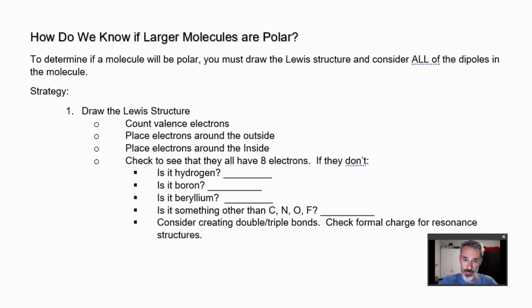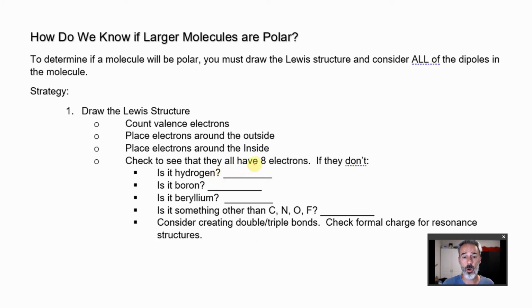Once you've satisfied the outside atoms, then go to the inside and give the central atom an octet. The only time that you should ever create a double or triple bond is if you do not have enough electrons. Now, this business about formal charge we're going to get to a little bit later. All right?